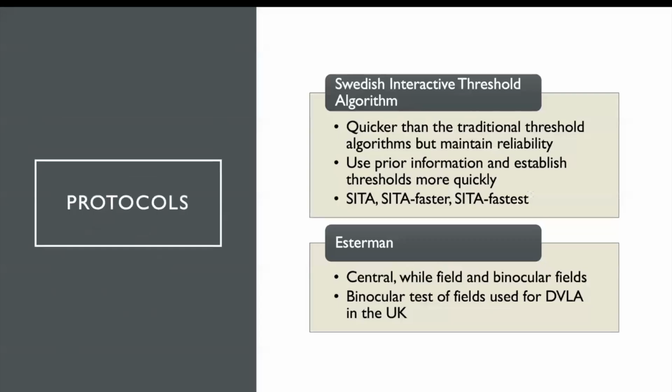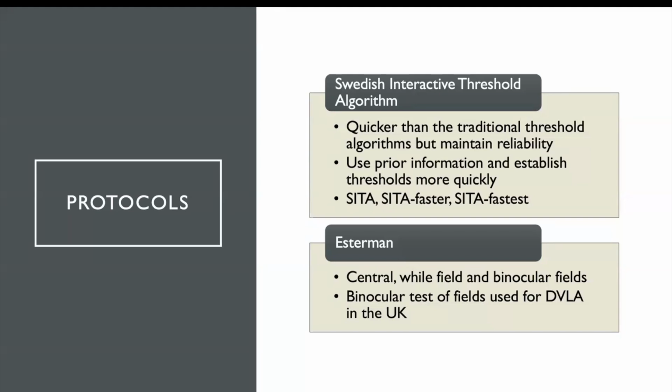So just a comment, as I said previously, on the protocol. You've got something called the Swedish Interactive Threshold Algorithm, and this is much quicker than your traditional threshold algorithms, because essentially it uses previous test values to skip certain parts of the test. Therefore it's much quicker, but because it's using previous data points, it maintains the reliability. So it's very helpful in patients who need chronic field assessments, for example, patients with glaucoma, and it can establish threshold values much more quickly.